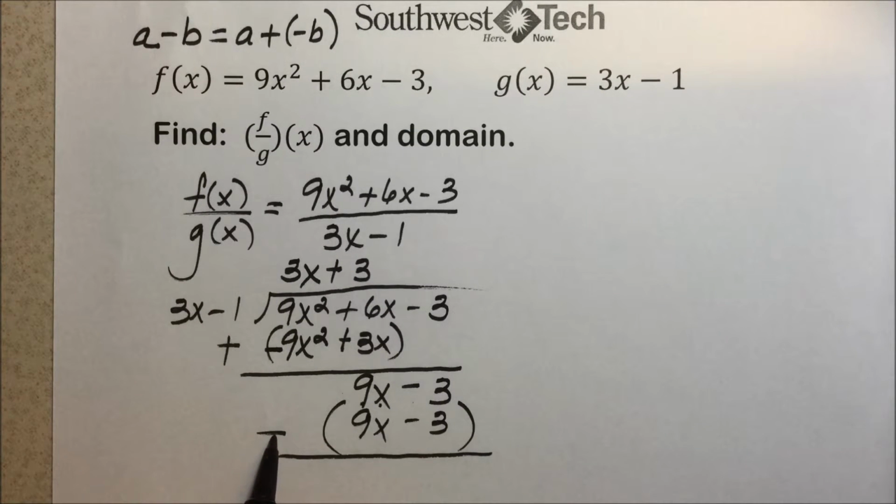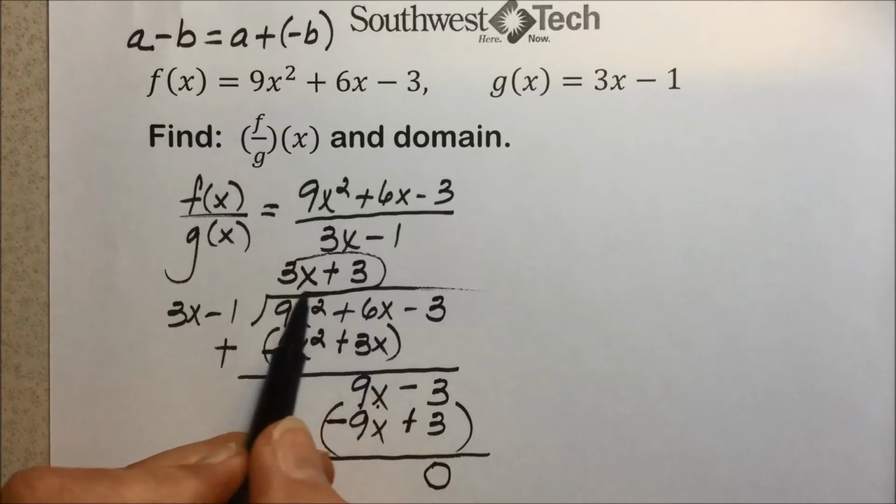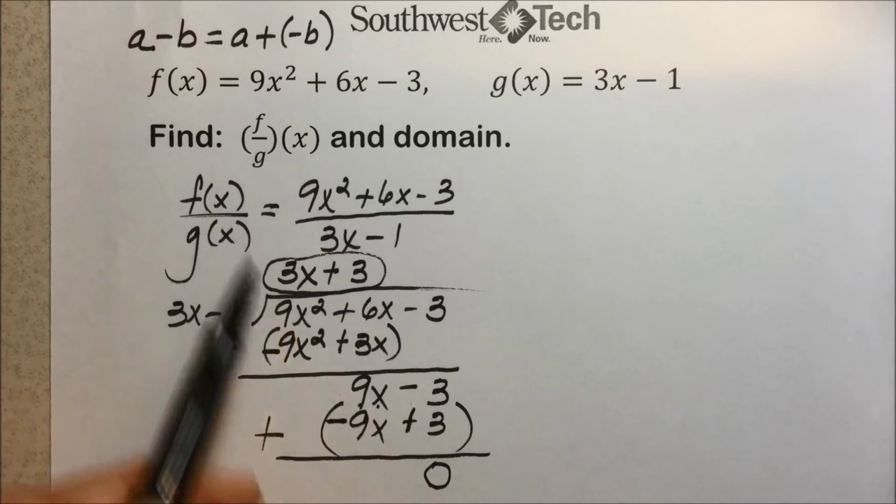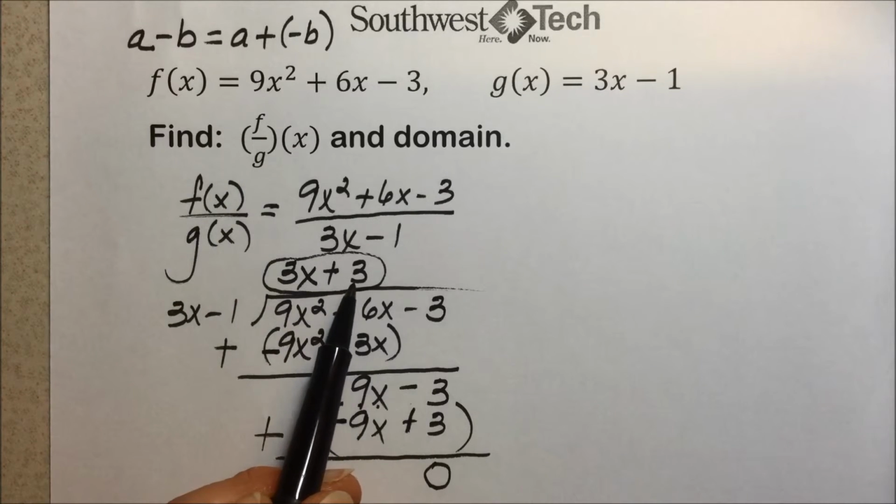But again, just to illustrate the subtraction of a quantity, I'm not only subtracting this, but I'm also subtracting this second quantity. Using the rule of subtraction, my 9x becomes a minus, my minus becomes a plus. I'm now ready to add. These are opposite terms, meaning there is no remainder. Our answer then to finding f over g of x is 3x plus 3, the quotient.